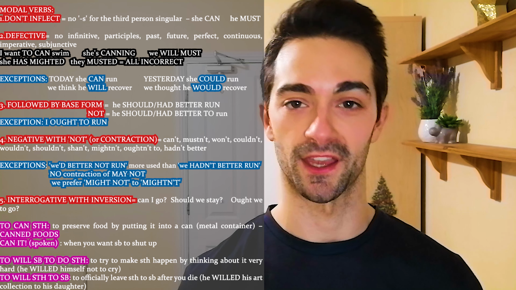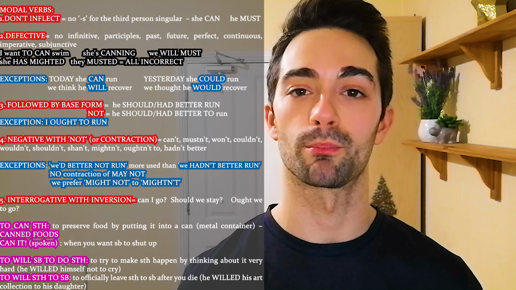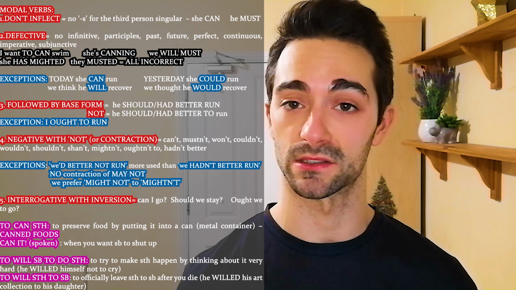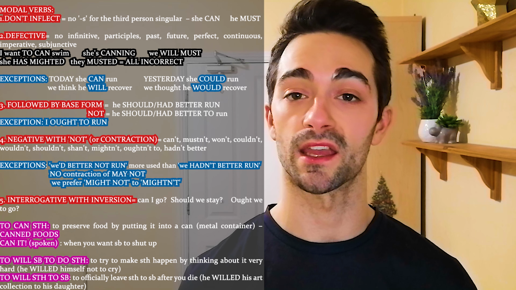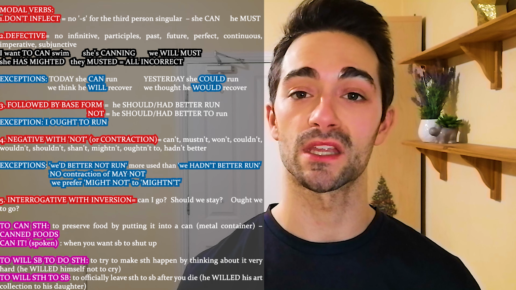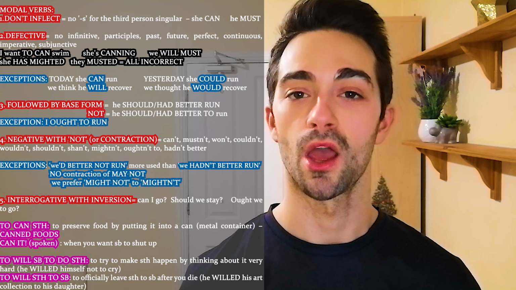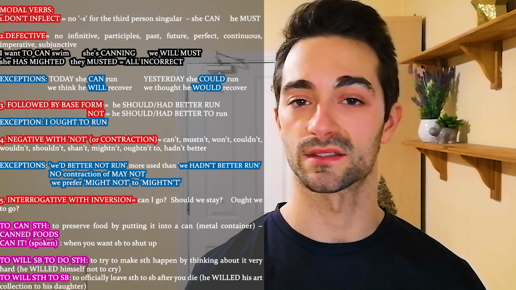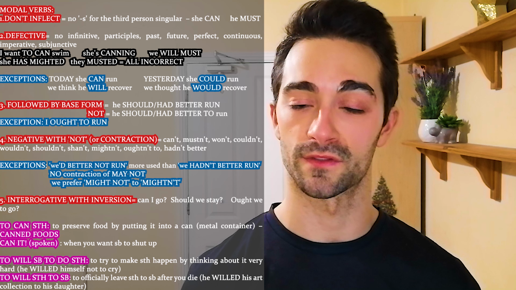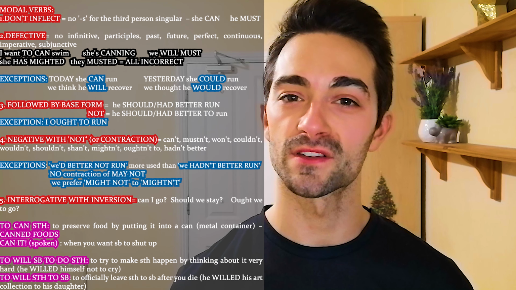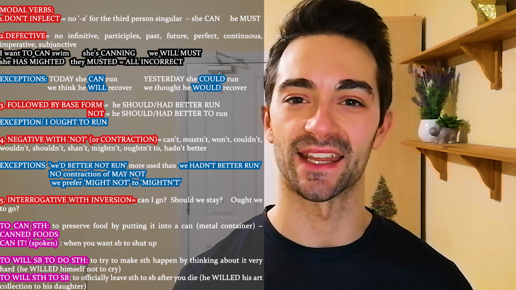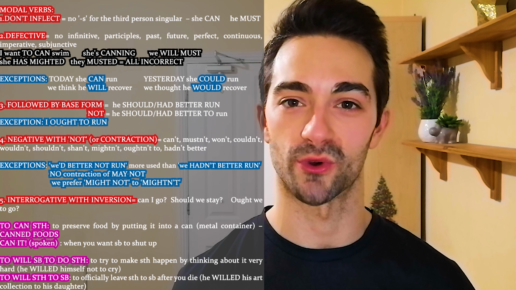To can something means to preserve something by putting it into a can, which is a metal container. So if I say to can tuna, that means to preserve tuna by putting it into a can. Which is why when we go to the supermarket, we find the canned foods section, where we find tuna, beans, meat and vegetables preserved in this manner. Also, if in spoken English I say can it, it means that I want you to stop talking.